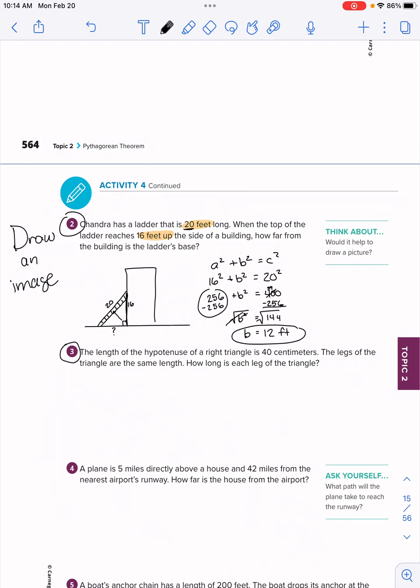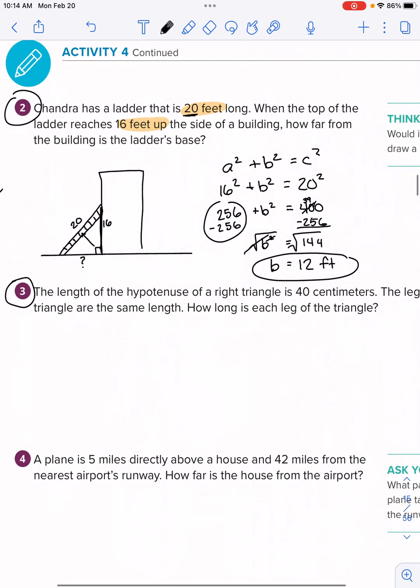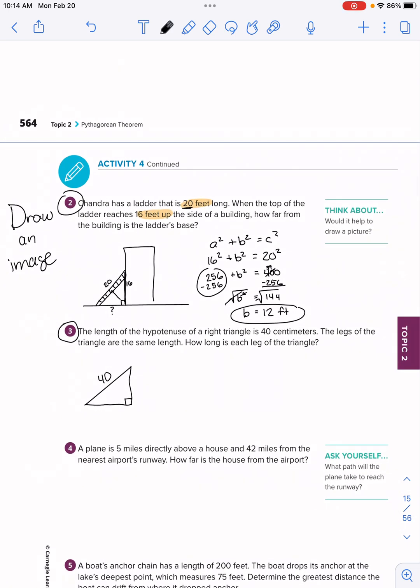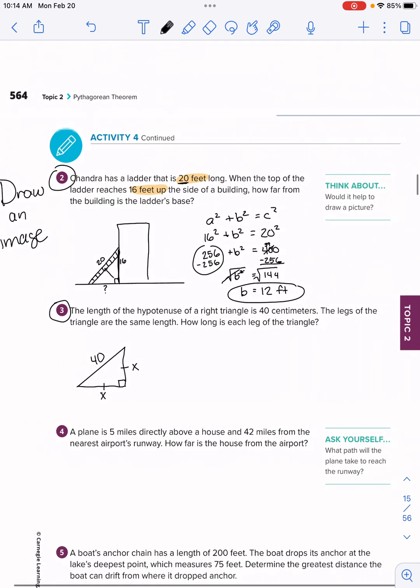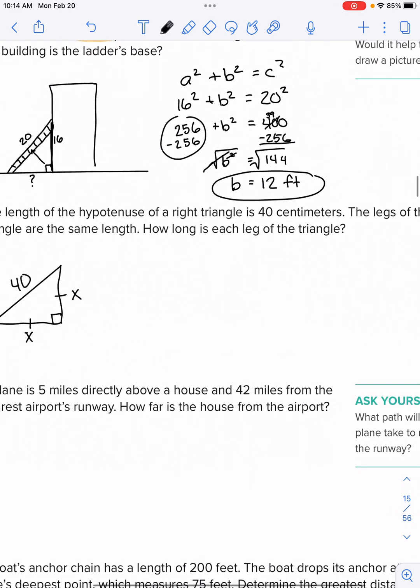But let's look at this situation. It says the length of a hypotenuse of a right triangle. So let's just draw a right triangle. This may not be exactly representative of the situation, but we have something like this. The hypotenuse is 40, so this will be 40. The legs of the triangle are the same length. I'm going to put a tick mark here and a tick mark here. I'll put x and x. These are the same exact thing, so I'm putting the same variable. How long is each leg of the triangle? Okay, so we don't know the legs, but we at least know that they're the same.